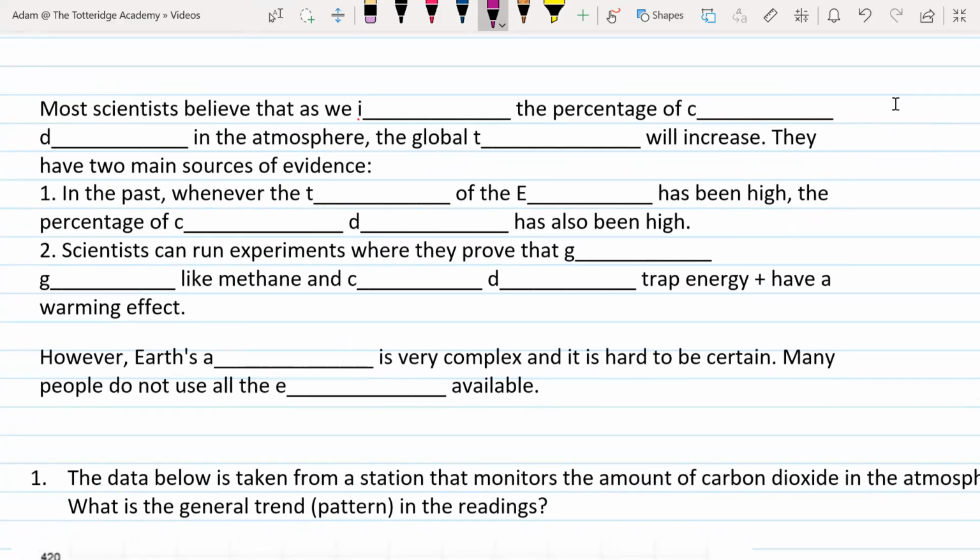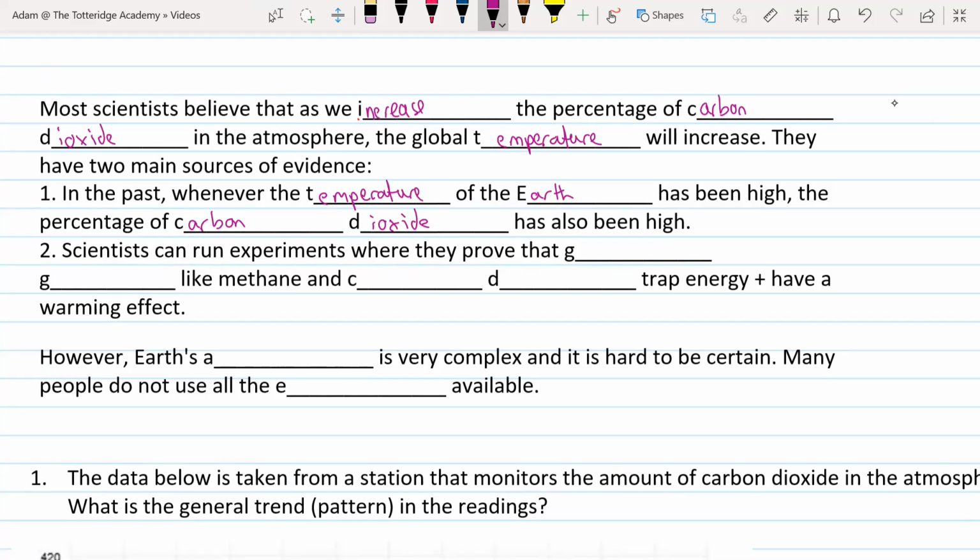Most scientists believe that as we increase the percentage of, I mean, this is a pretty easy cloze exercise, to be honest. It's just a nicer way for you to get notes without just sitting there copying. The global temperature will increase. They have two main sources of evidence. In the past, whenever the temperature of the Earth has been high, the percentage of carbon dioxide has also been high.